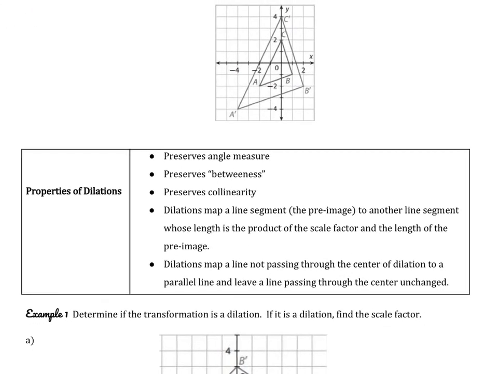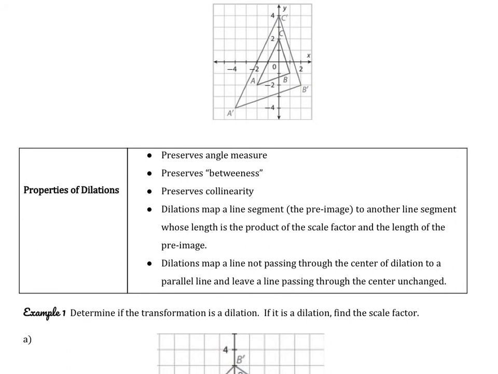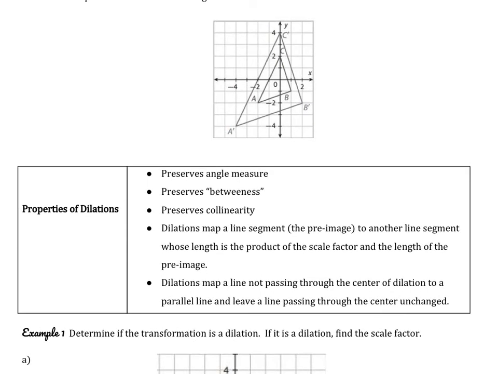So there are a few properties of dilations that you will need to know. First, it preserves the angle measure. So the measure of angle A should be the same as A prime, and so on and so forth. Next, it preserves what's called the betweenness of the polygon. So it's really the relative position of your coordinates. So here, B prime is somewhere between A prime and C prime. B is between A and C. They're in the same relative area, and that ties into another one that we need to add.